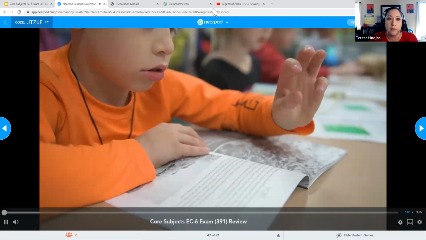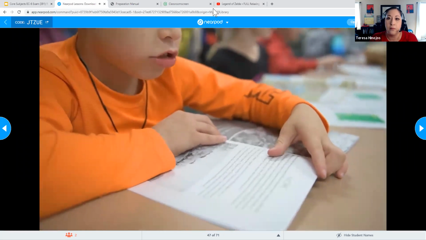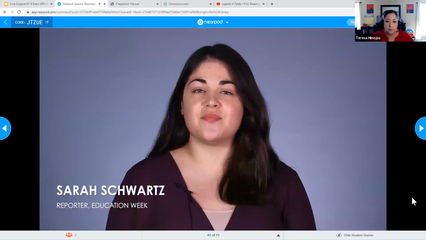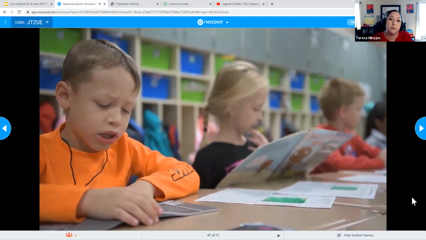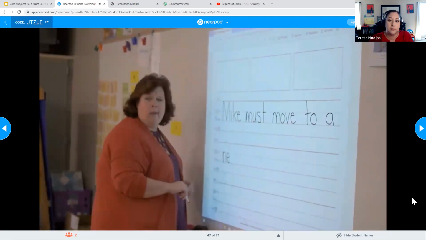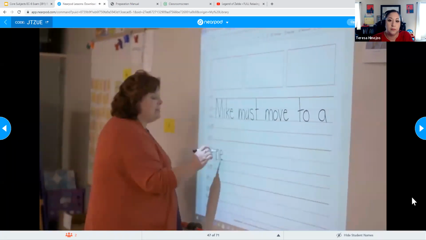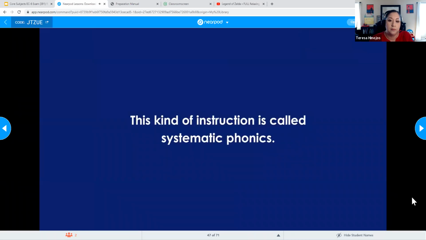For almost a century, researchers have argued over the question, how do children learn to read? But for the last few decades, the research has actually been pretty clear. Written language is a code. Certain combinations of letters predictably represent certain sounds. Teaching young kids how to crack the code is the most reliable way to make sure that they learn how to read words. This kind of instruction is called systematic phonics.